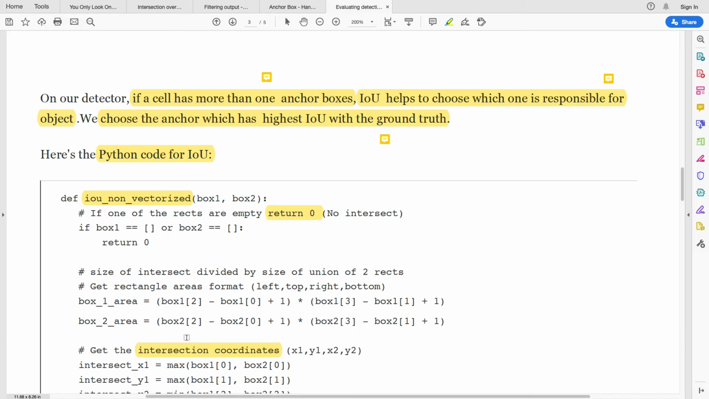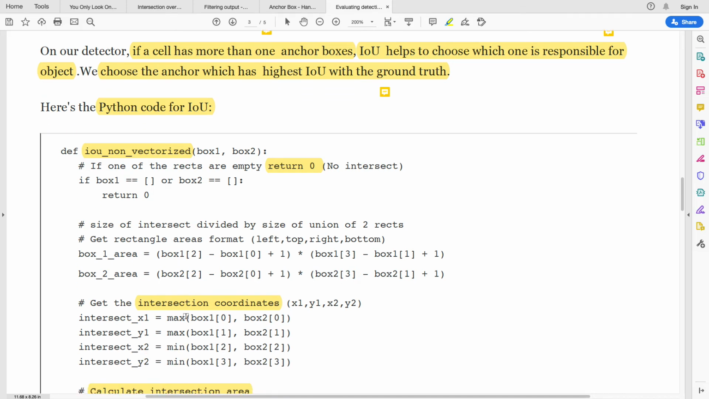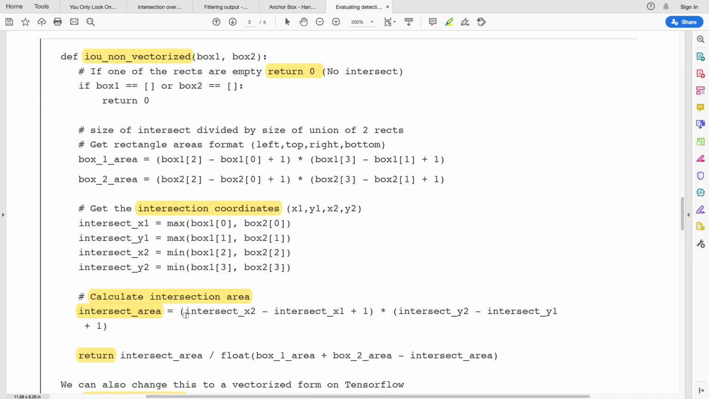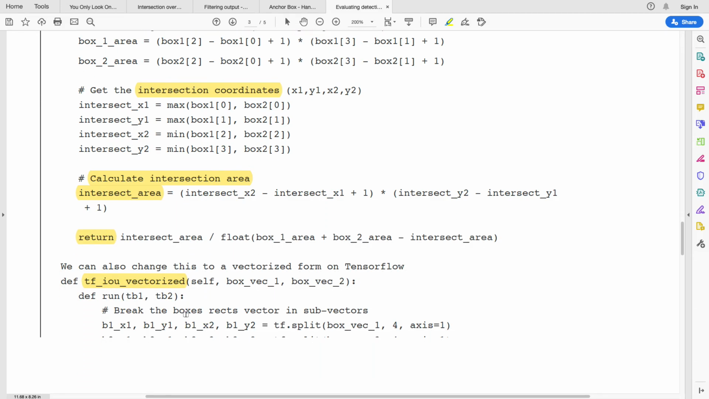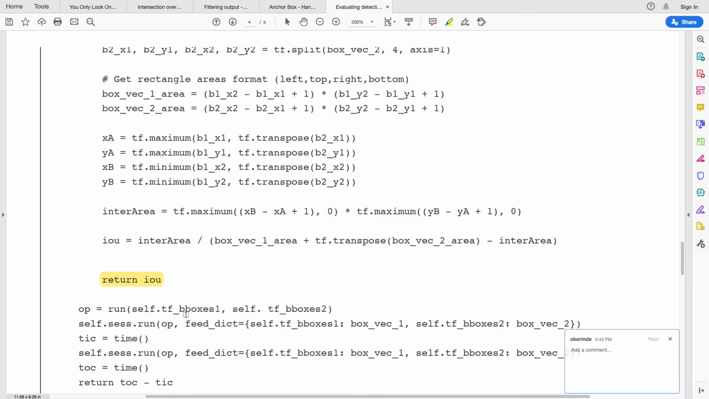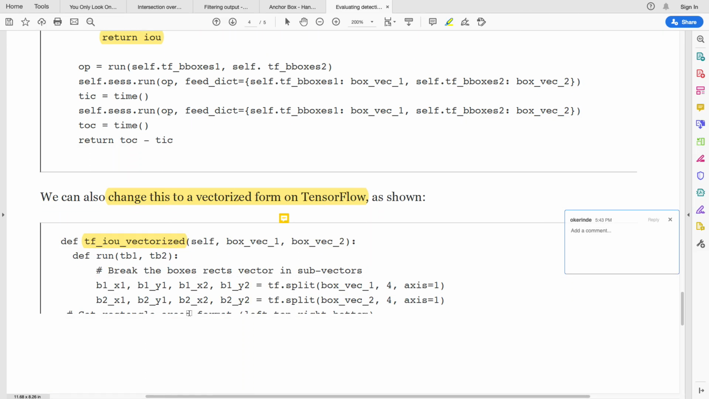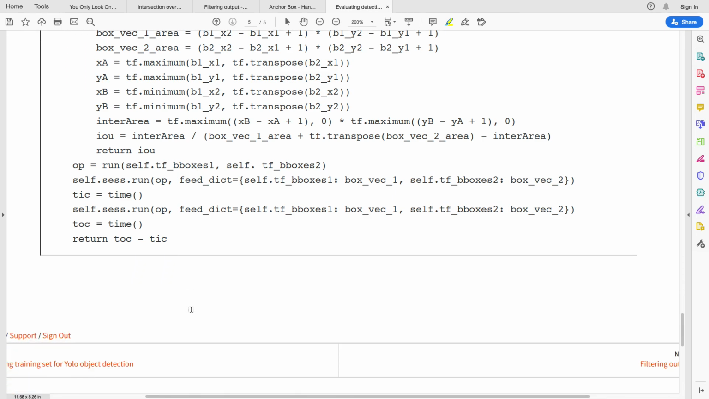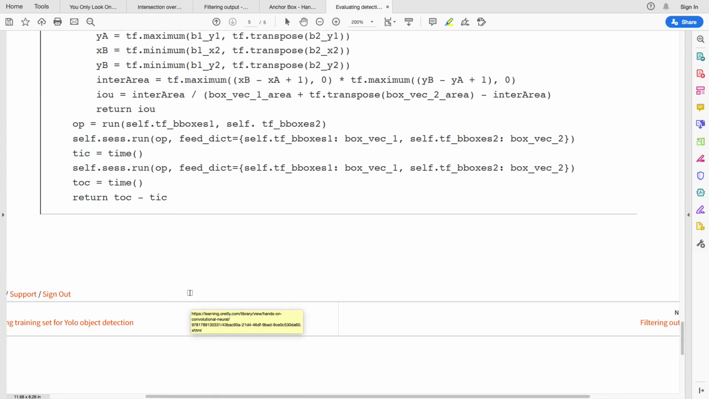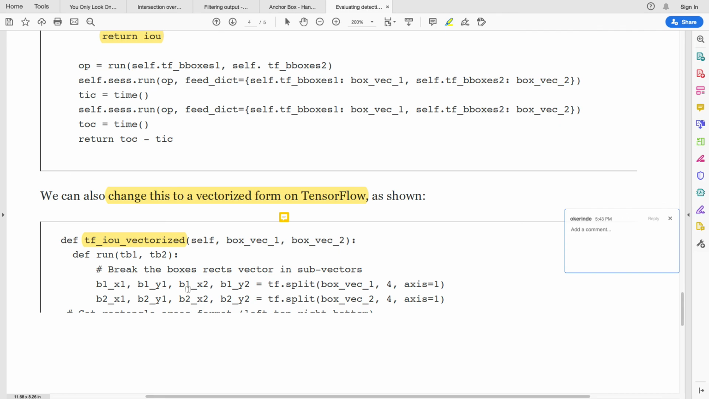This has several implementations. You can see in Python, the non-vectorized one, and you also have the implementation in TensorFlow. It will be an interesting thing to implement this in PyTorch ourselves.